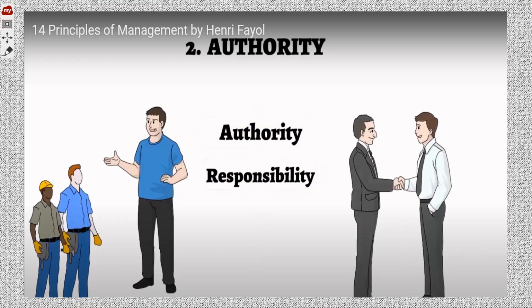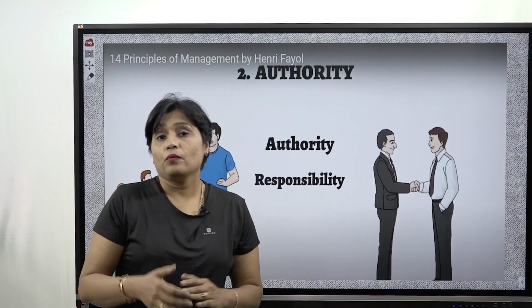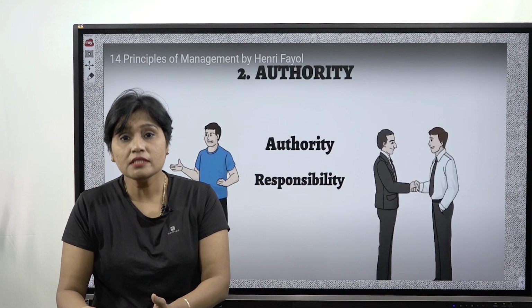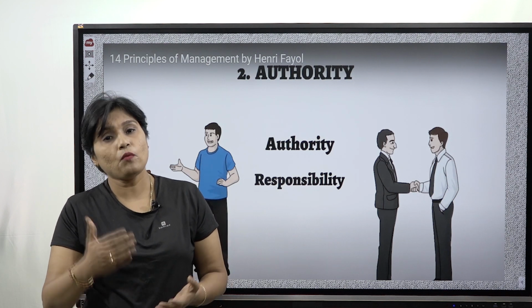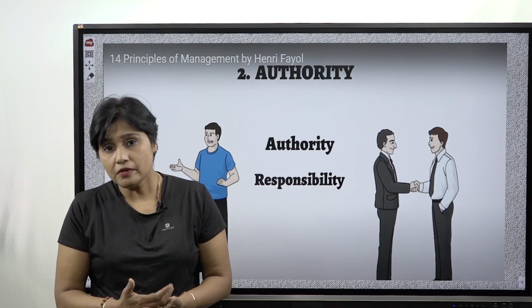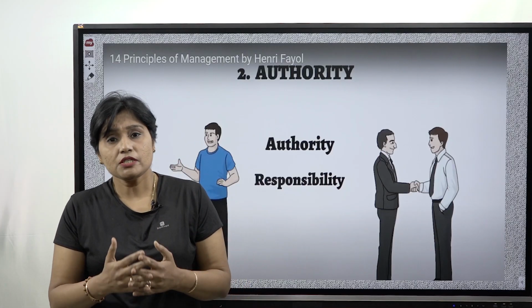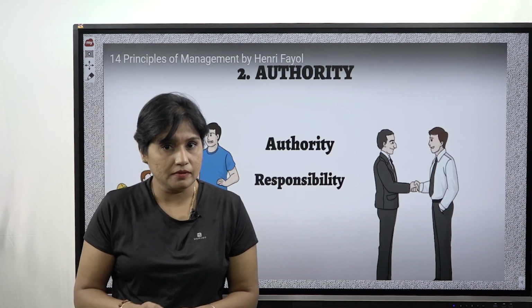Subordinates means if you have managers and workers, these workers are the subordinates to the managers. What is authority? Authority means the right to give orders to the subordinates. Now, what is responsibility? Responsibility means those subordinates must perform the task and they are answerable for those tasks, and that is responsibility. Now, as a manager, he must hold both authority and responsibility.